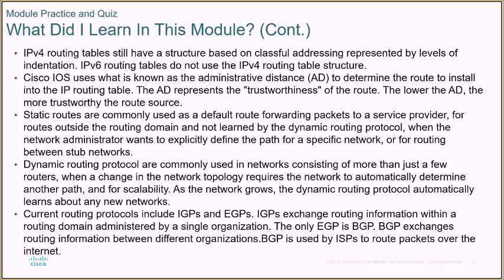Cisco OS uses what's known as administrative distance to determine the route to install in the routing table. The admin distance represents the trustworthiness of the route. The lower the AD, the more trustworthy that source.